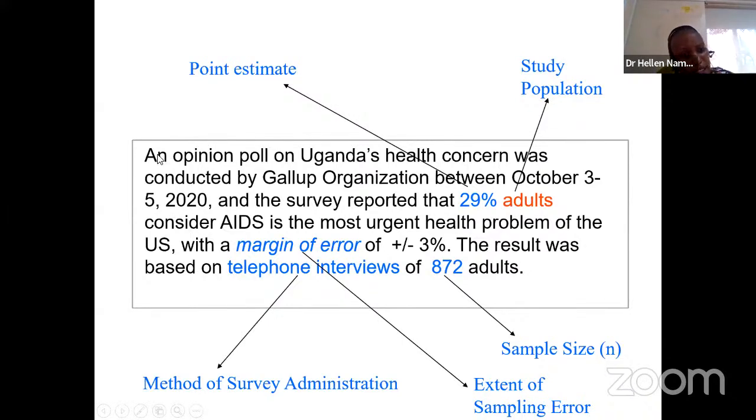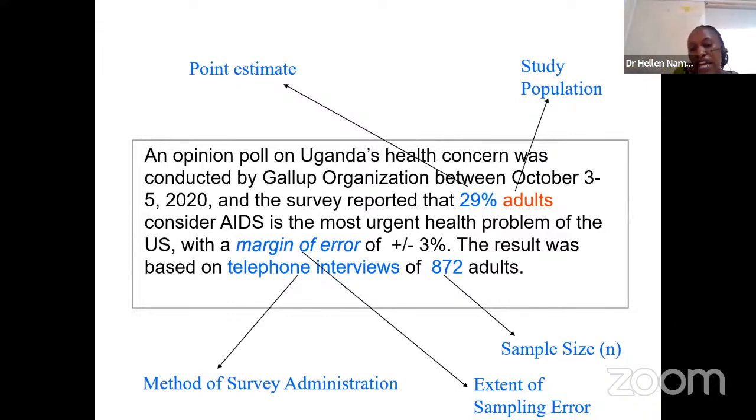For example, it says that an opinion poll on Uganda's health concerns was conducted by the GAP organization between October 3rd and 2020. And the survey reported that 29% of adults consider AIDS the most urgent health problem, with a margin of error of plus or minus 3%. The result was based on telephone interviews of 872 adults. When you look at this statement, there is a lot of information that has been condensed in these 6 lines. When you look at the study population, they considered adults.